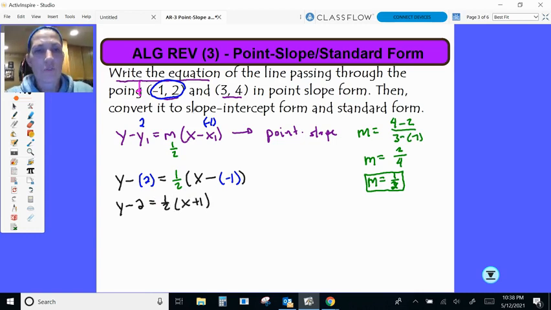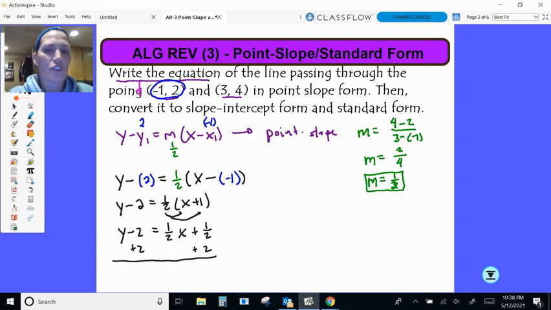Well, notice it says here that it wants us to convert it to slope intercept form and standard form. Okay. So for slope intercept form, we want to go ahead and just distribute this 1/2. y minus 2 equals 1/2 x plus 1/2. And then I'll add 2 to both sides here.